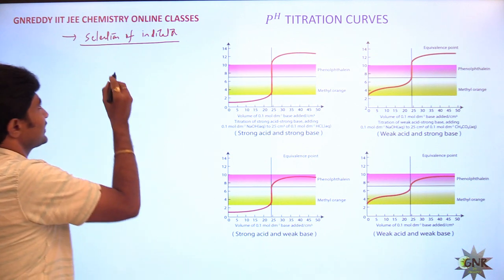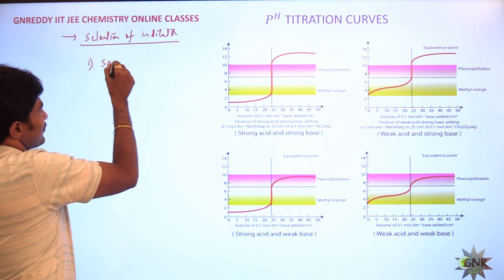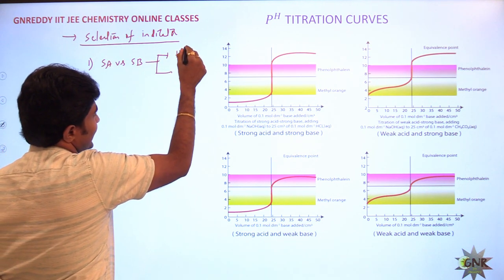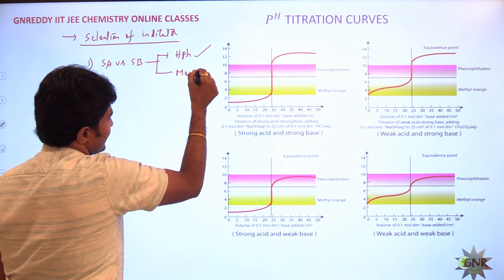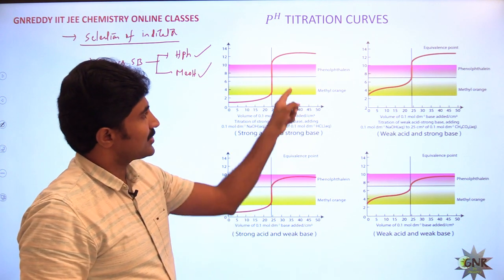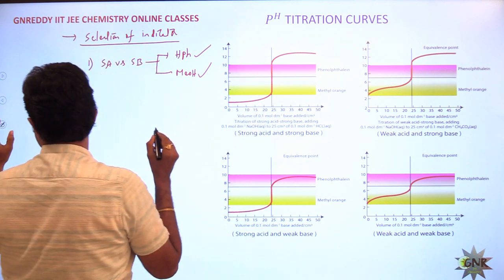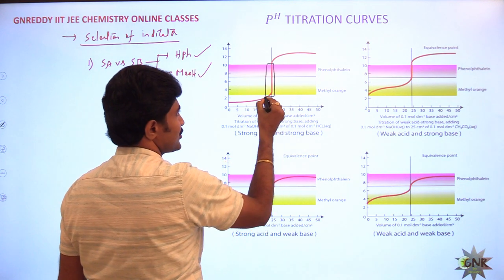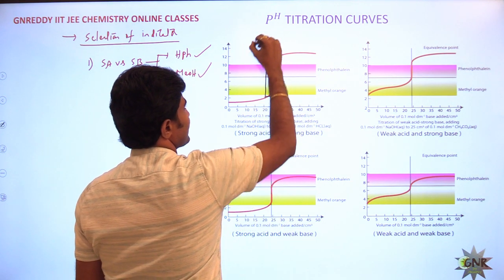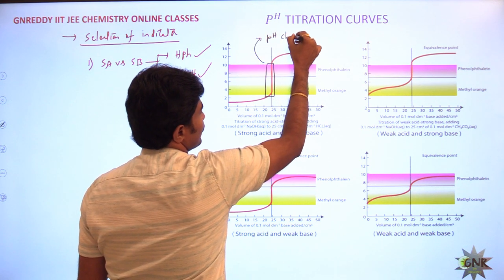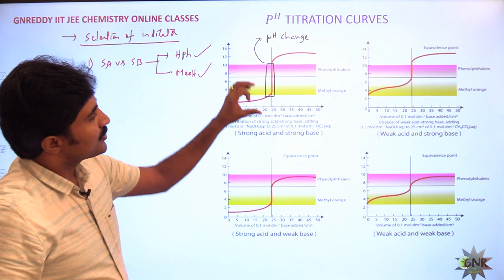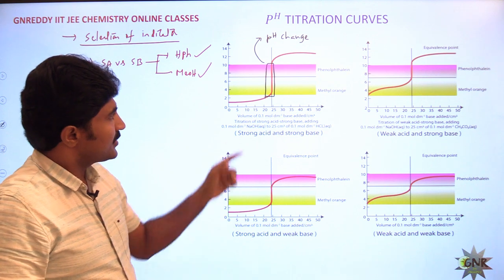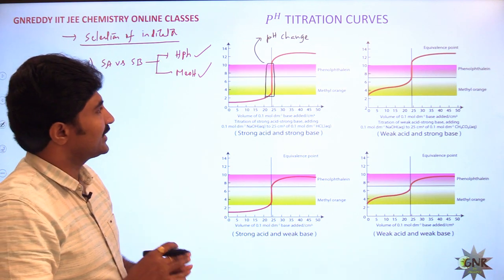Here I am talking about these points directly. If you take strong acid versus strong base, for this we can use phenolphthalein indicator or methyl orange indicator, because in every titration there is a definite pH change. This part is the pH change during the titration. In this pH change, the pH range of the indicator must be encompassed. Based on that only we can use the selection of the indicator concept.